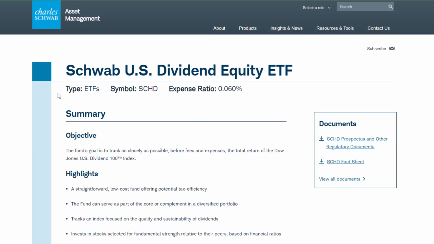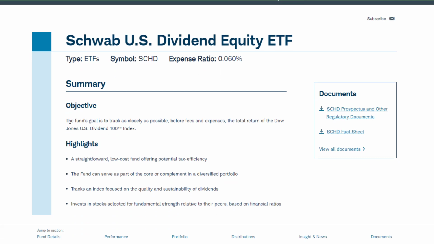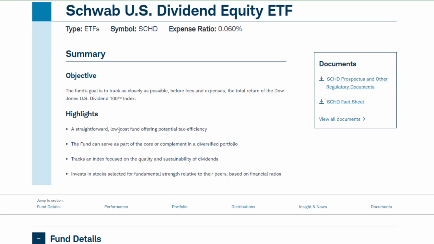Over on Schwab's website, this is their website page for SCHD. Their expense ratio is 0.06%. The objective of this fund is to track as closely as possible, before fees and expenses, the total return of the Dow Jones U.S. Dividend 100 Index. The highlights of this fund: it's a straightforward low-cost fund offering potential tax efficiency. The fund can serve as part of the core or complement in a diversified portfolio. It tracks an index focused on the quality and sustainability of dividends, and it invests in stocks selected for fundamental strength relative to their peers based on financial ratios.